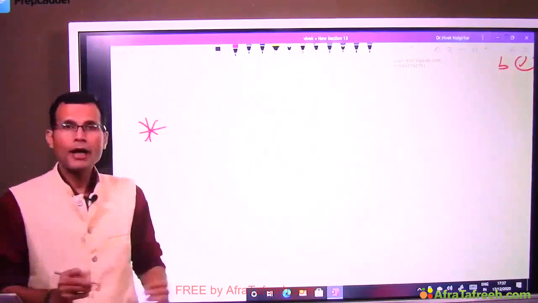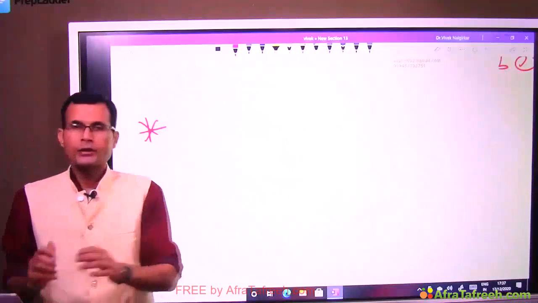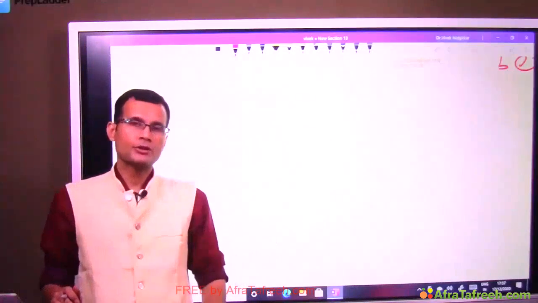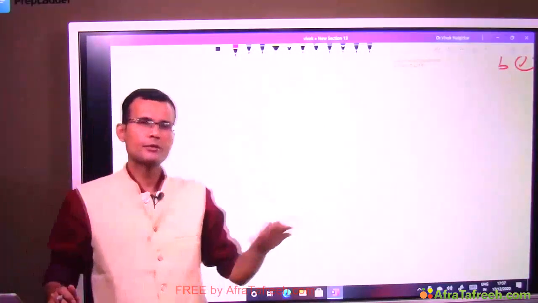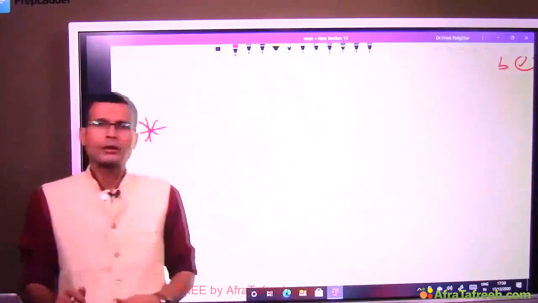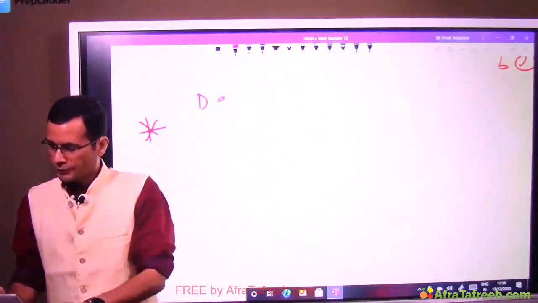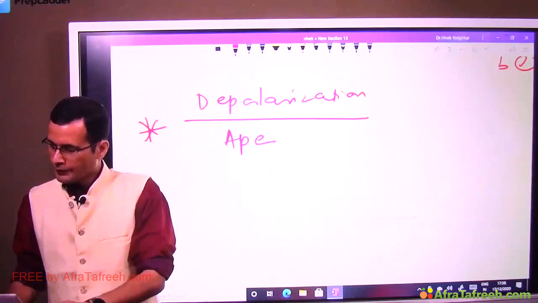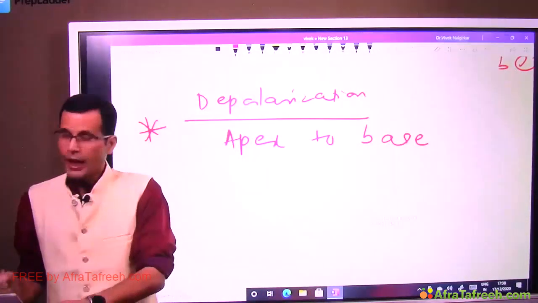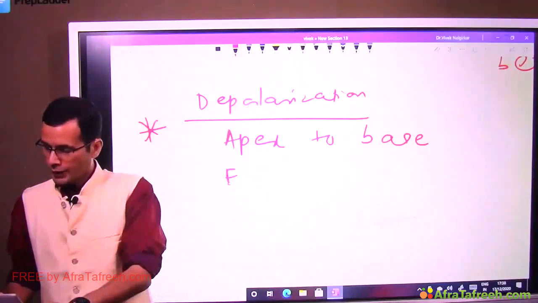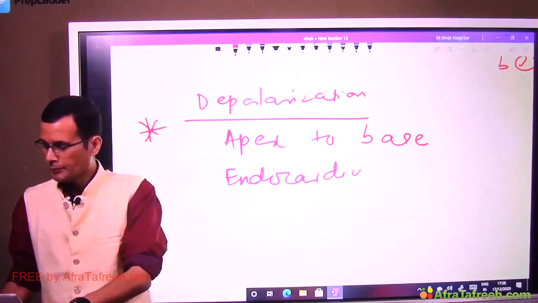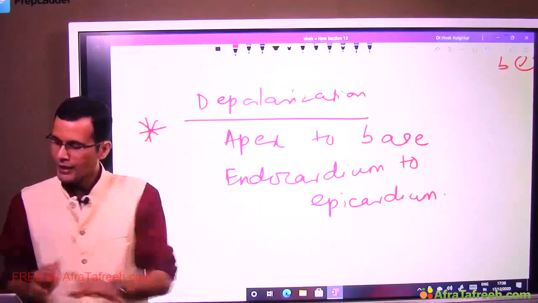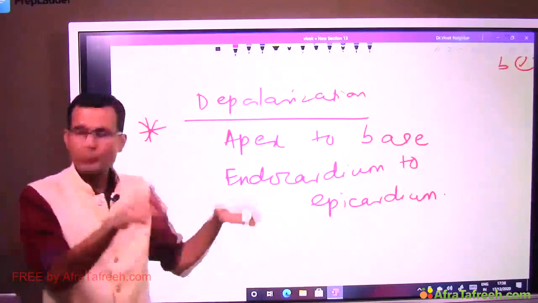Why am I saying that? When I say impulse, it will mean depolarization, and I have discussed this extensively in the chapter of nerve muscle. So depolarization spreads from apex to base, and at the same time from endocardium to epicardium. So the impulse travels like that in the ventricle, apex to base.